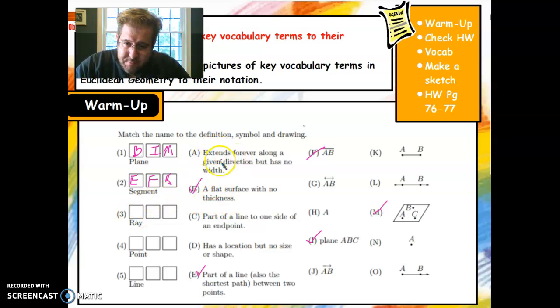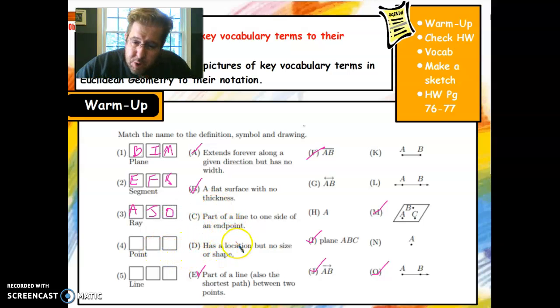Rays extend forever along a given direction. Okay, so that's A. And then we have J, and that would be ray, which is O. A point. A point is a specific location. It has no shape, no size. That would be point D, the answer would be D, actually. So point A would be a capital letter, so that would be H. A point would be N.